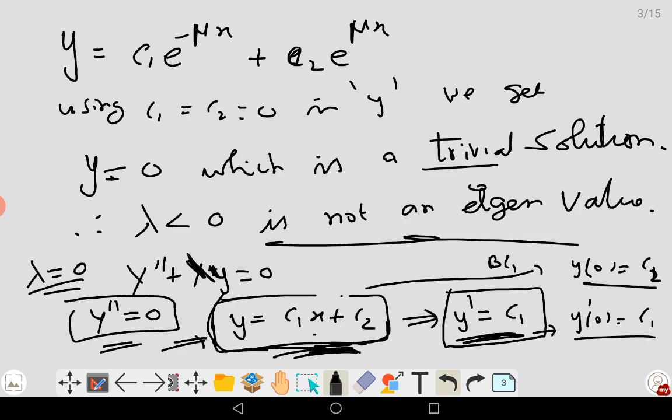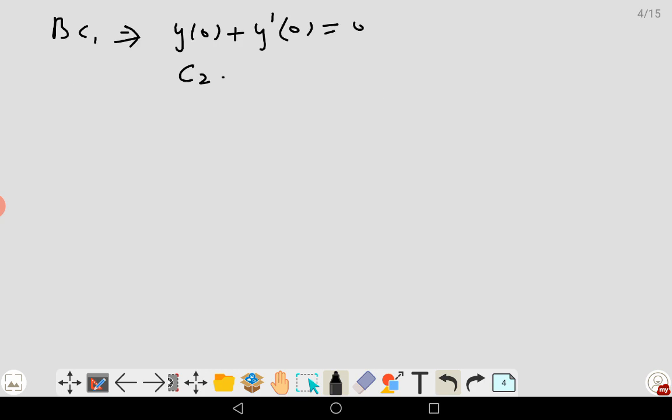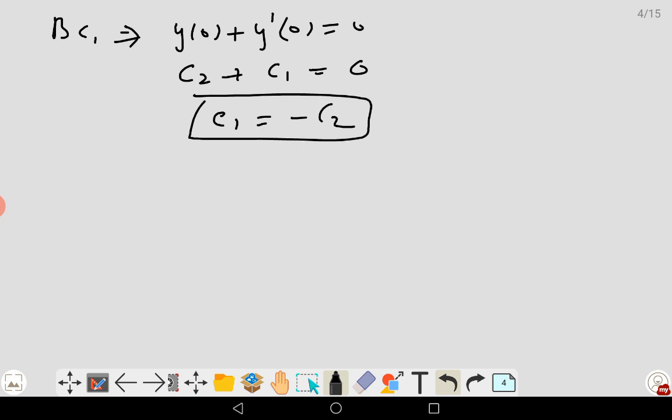y of 0 is C2, y dash of 0 is C1. So this is C2 plus C1 is 0, which gives C1 is negative C2. One constant is the negative of the other.